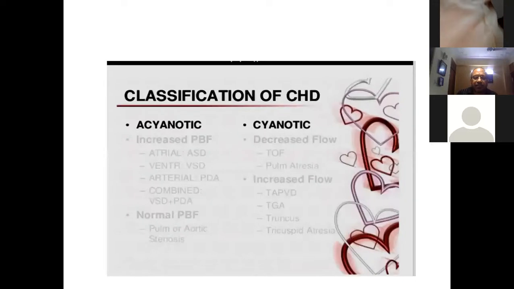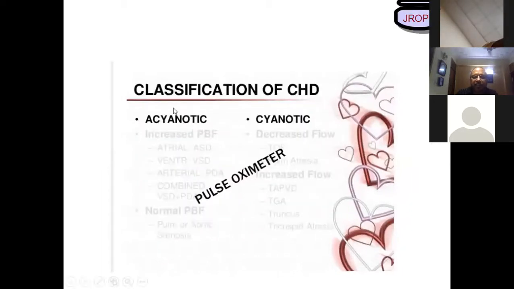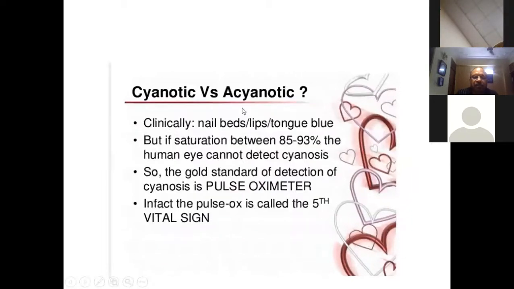Now next consideration comes, we have to identify cyanotic versus acyanotic lesions. Today we are going to talk about acyanotic. I'm not going to talk about cyanotic. And in this acyanotic versus cyanotic, we need to take a pulse oximeter into consideration.